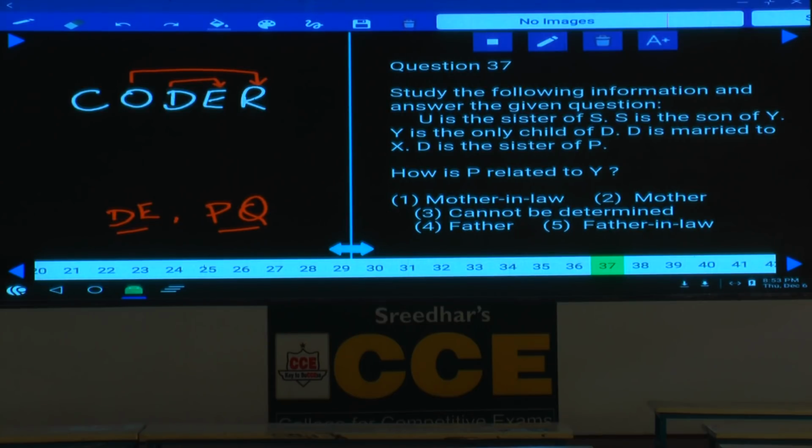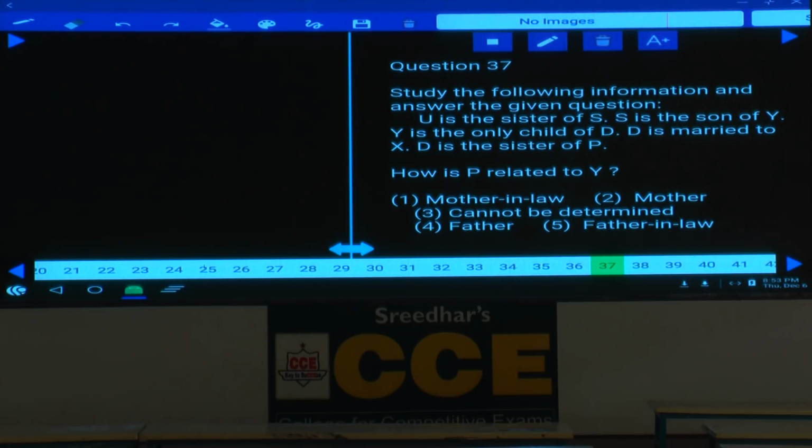Then question number 37 onwards. Now 37 to 39: U is the sister of S. S is here and U is the sister of S. S is the son of Y. Now this S is the son of Y.